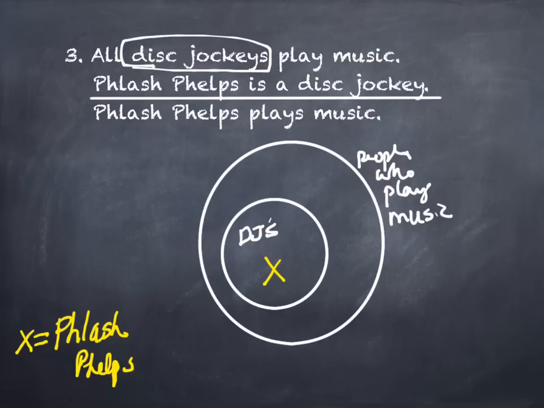All right, last sentence then says, Flash Phelps plays music. That is what makes it valid. This one's valid, right? Because the location of the X is entirely inside the big outer circle that says people who play music. Make sense? Okay, so this one is valid.